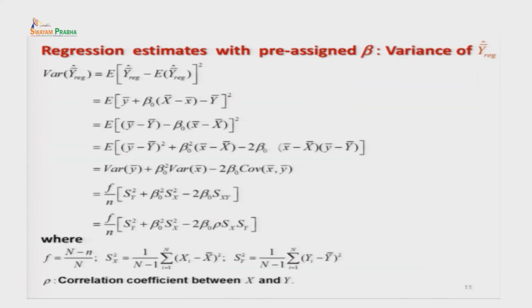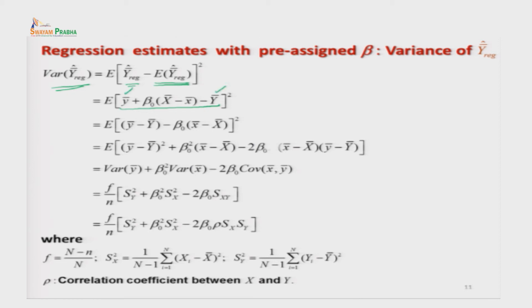Now, if you try to find the variance of this estimator, the variance of y bar hat reg is defined as the expected value of the estimator minus its expectation, and then take the square. If you substitute all these values, you will get this expression: small y bar plus beta 0 times capital X bar minus small x bar, minus capital Y bar. Okay.